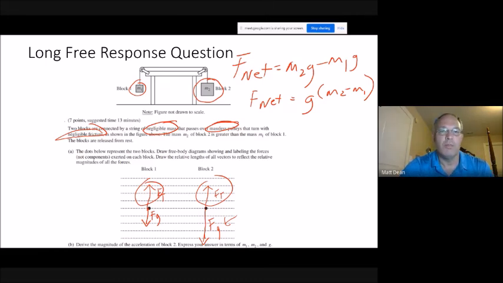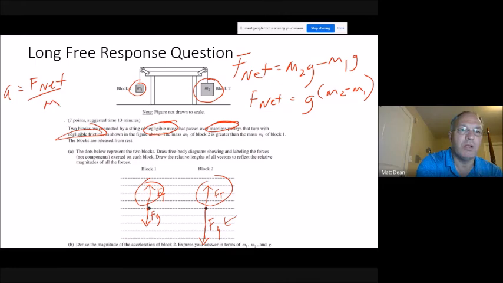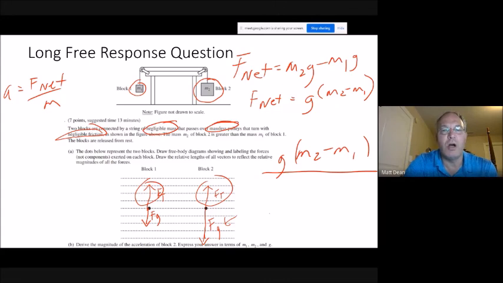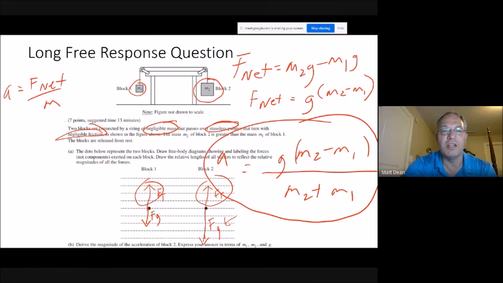And now that acts on all the mass. So we know that acceleration equals F net over M. In this case, the net force is g times (M2 minus M1). And that net force is acting on all of the mass of the whole system, which is M2 plus M1. That is going to be the acceleration of our system, and therefore the acceleration of each block, because each block has the same acceleration. They're attached together with a string. So that's what we're looking for as our answer to part B.